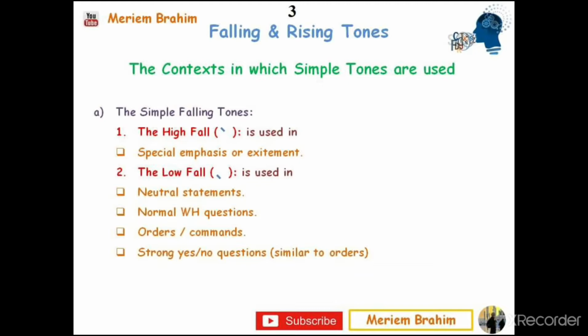So normal WH questions. We use the low fall as well in orders or commands. And finally, we use the low fall in what we call the strong yes-no questions. I said strong, not normal. So those types of yes-no questions, they are similar to orders, as if they are orders in the form of a yes-no question. The form is yes-no question, but it is an order. That's why we call them strong yes-no questions.